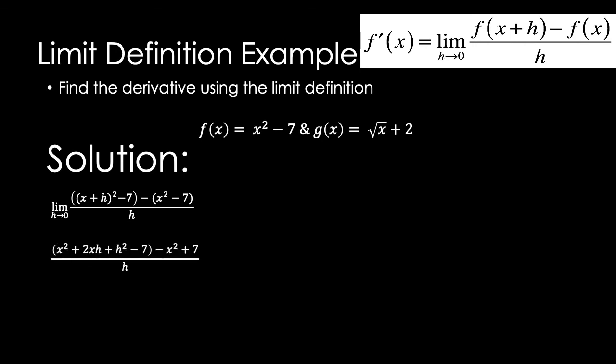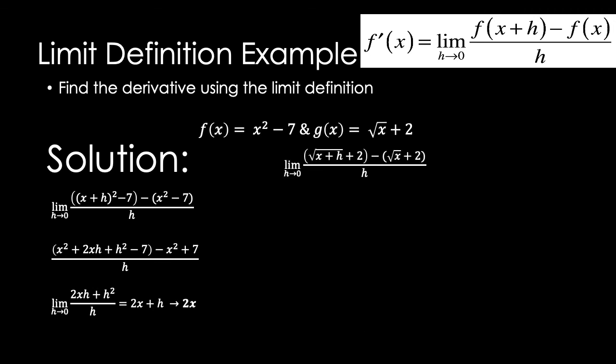So once you do that, you want to expand as such. And then you want to be careful about distributing the negative. Distributing the negative will simplify to 2xh plus h squared divided by h. And you want to divide the whole thing by h. Then let the limit approach 0. So you get 2x. Now let's do g of x. So same thing. Plug in x plus h into the function and then subtract the function itself.